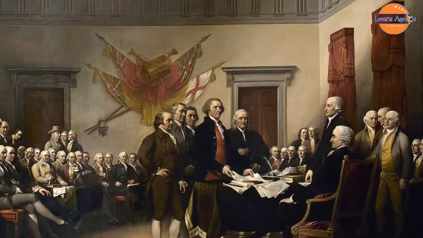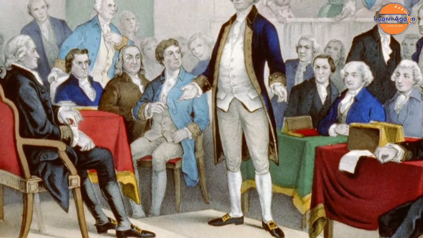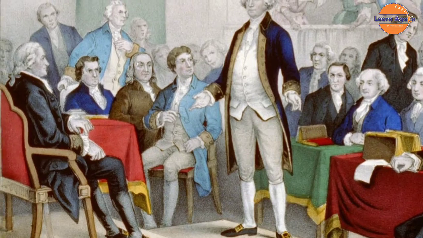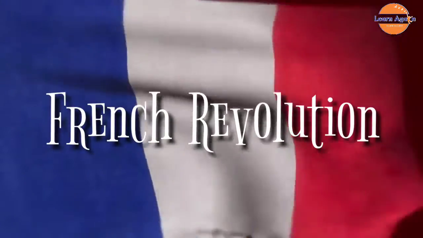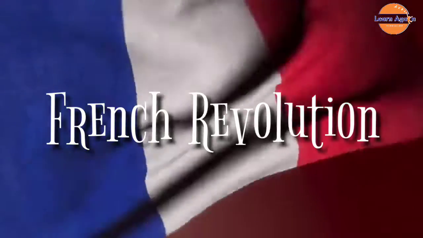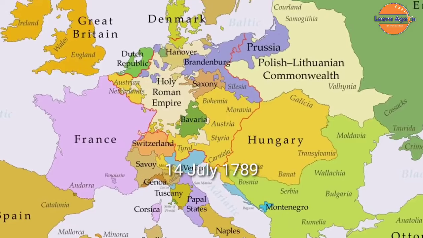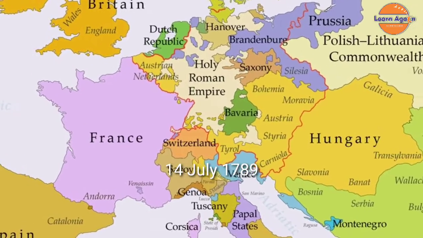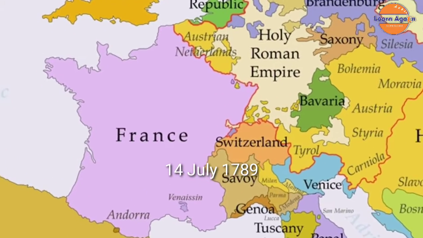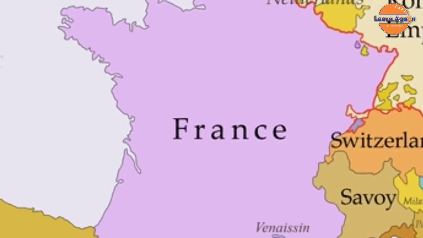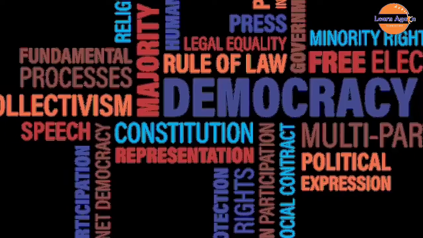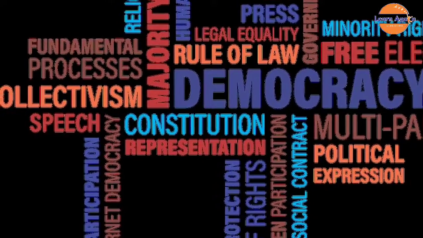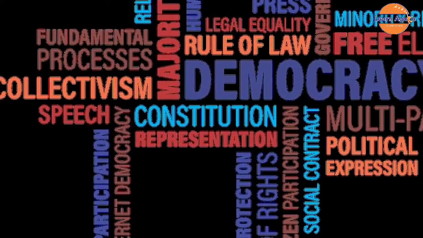Now let us learn some other revolutionary events which led to the evolution or the development of democracy. The French Revolution. French Revolution marks the new era of humanity. It began on 14 July 1789, which brought a major change in modern history. It ultimately declined the monarchy of the world and replaced it with republic and liberal democracy.